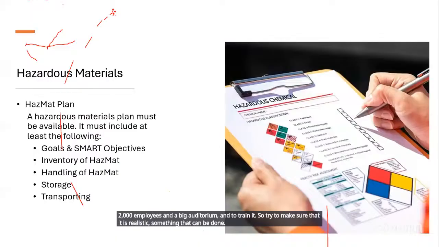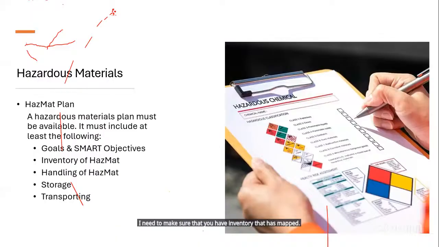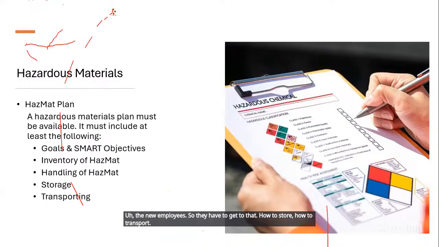You need to make sure that you have an inventory of the HazMat, and handling of hazardous material, how to handle it. You don't have to go into a lot of details, but enough details, because your policy or your plan is a reference for the new employees. So they have to get to that: how to store, how to transport.